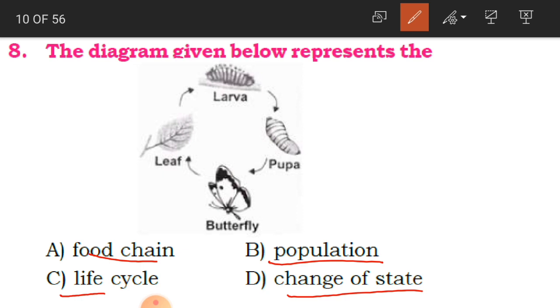See here, children, this adult butterfly has 4 stages in this reproduction process. The adult butterfly lays eggs on the leaf, and these eggs become larva, and this larva again turns into pupa. This pupa again becomes an adult butterfly after shedding its skin so many times. So this is the life cycle of the butterfly. That is why C option is the correct answer.